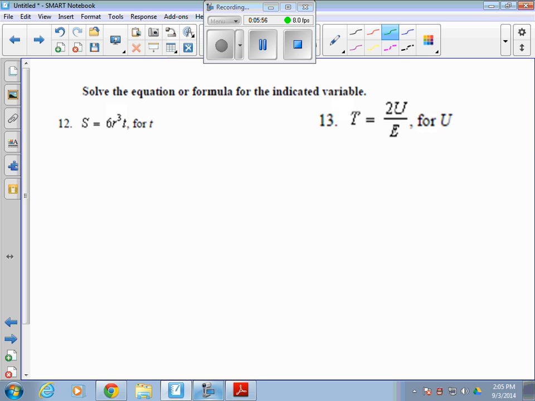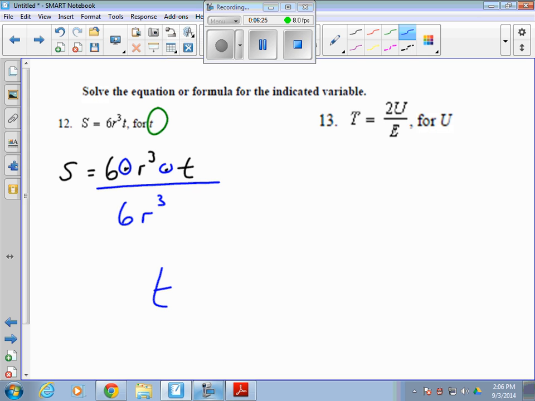Solve for the variable asked for, t. So it says s equals 6 times r cubed times t. So that's all of that says multiply. So if you want to reread it, it says s equals 6 times r cubed times t. So there's no addition and subtraction to undo first. So you want to undo the multiplying of each of these three. So divide by 6 and by r cubed, because t is the one we want to get by itself.